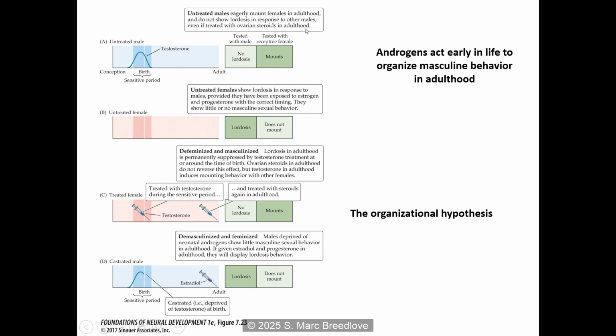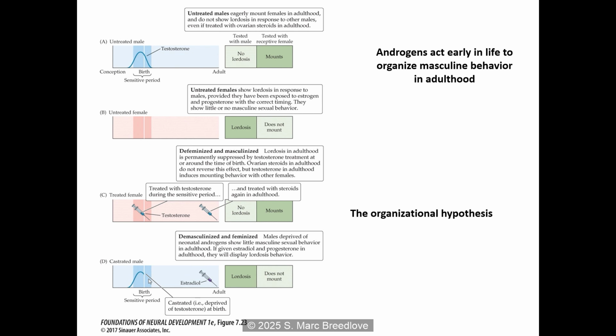And so what people found was that if you castrate males on the day of birth, then when they grow up and you give them those hormones, they will show lordosis. So they concluded that something about having testosterone early in life changed the brain so that the animals would not show lordosis.